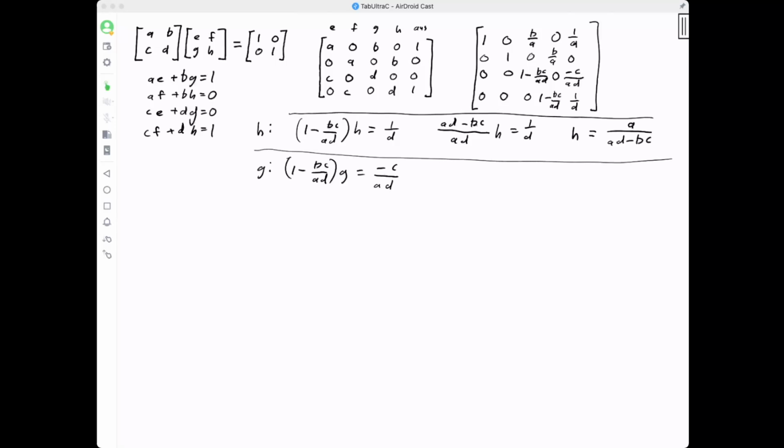I can find common denominators and put on the left-hand side, I can get (AD minus BC) over AD times G is equal to negative C over AD. Multiplying by AD and dividing by AD minus BC gives me that G is equal to negative C over AD minus BC.